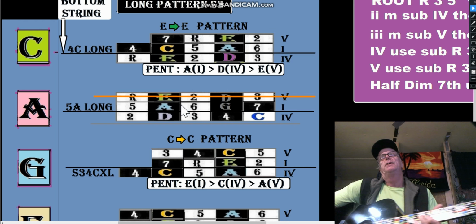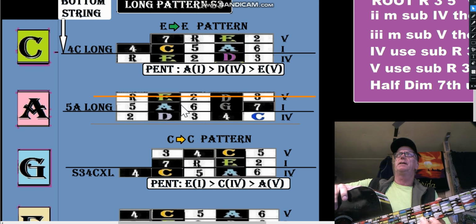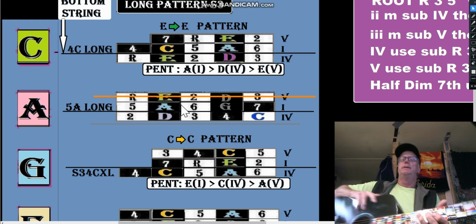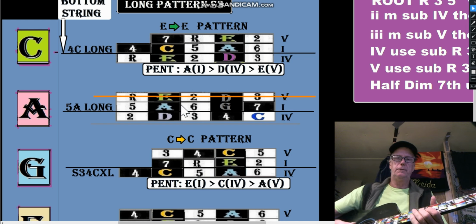Here's the 5th. The red 5 right there. Can you see it? Can you see them? The colors that are real.